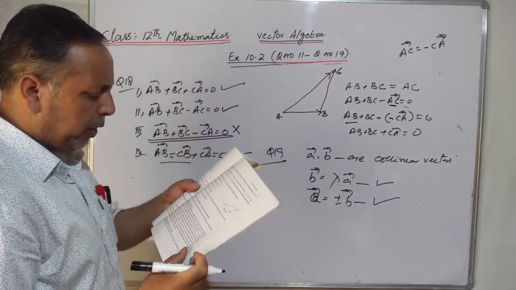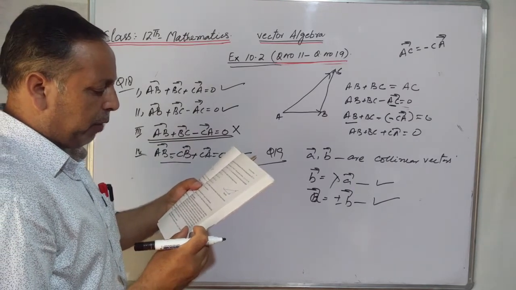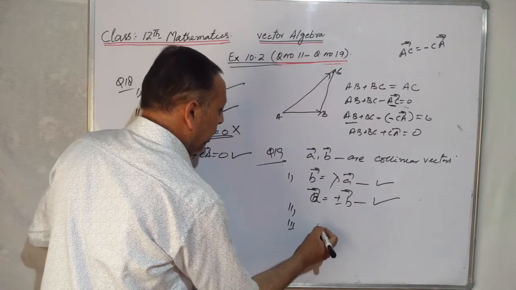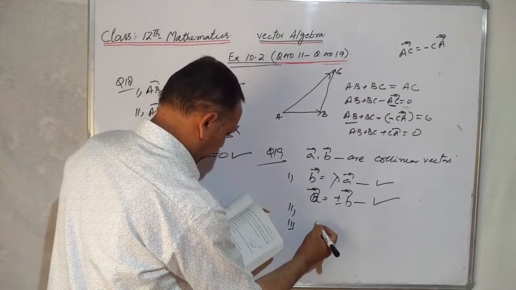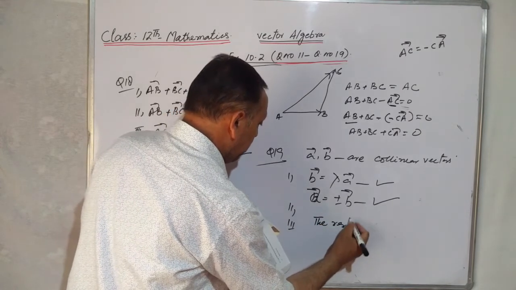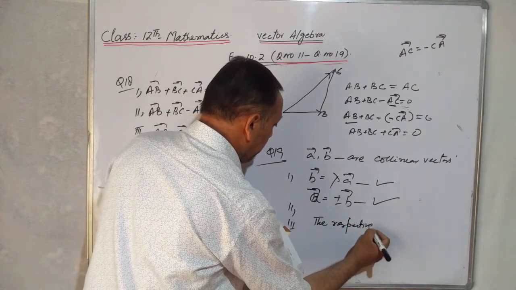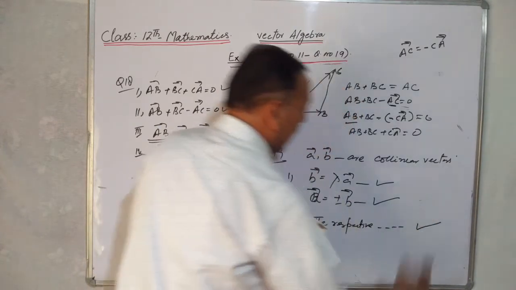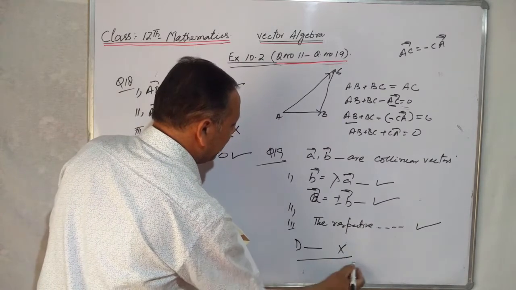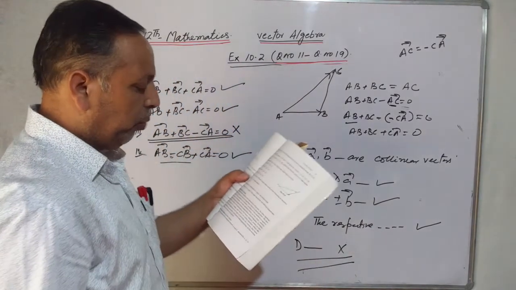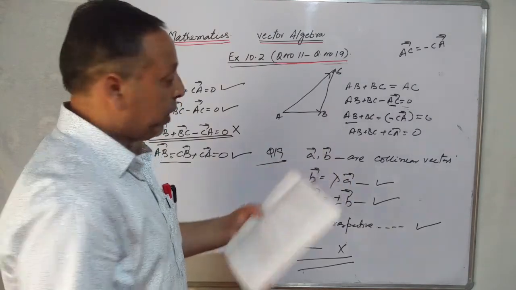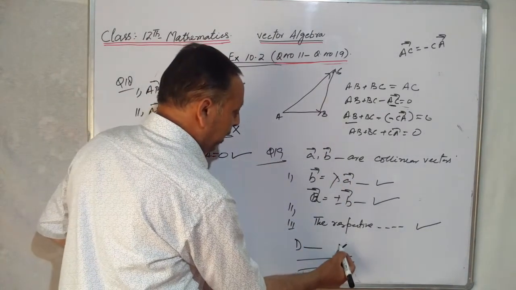Third is that the respective components of A and B are proportional. This is also a correct statement, option C. And option D is incorrect: both the vectors A and B have the same direction but different magnitudes. This is incorrect. So here the correct answer is option D.